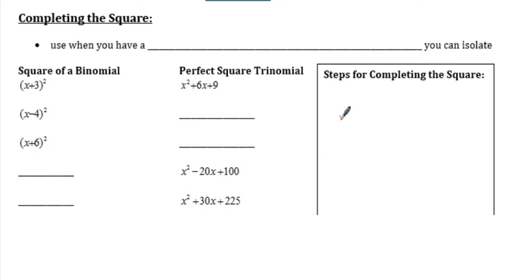We talked in the warm-up about factoring and solving. Now we're going to use a technique called completing the square to solve some equations. So let's set the stage for what completing the square means. We use this method when we have a perfect square trinomial that you can isolate.